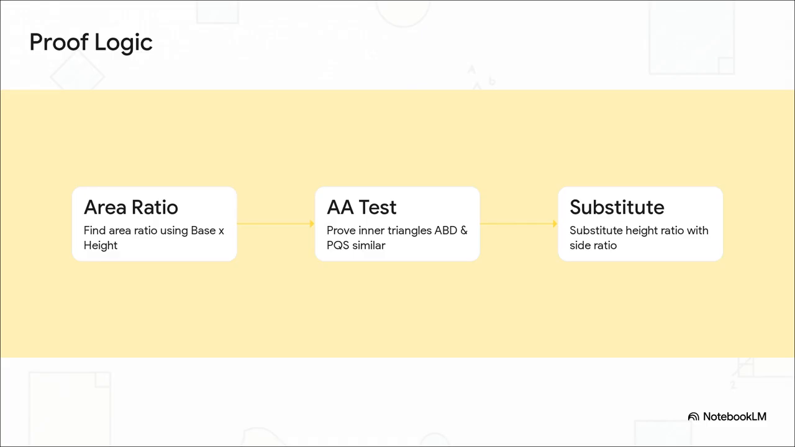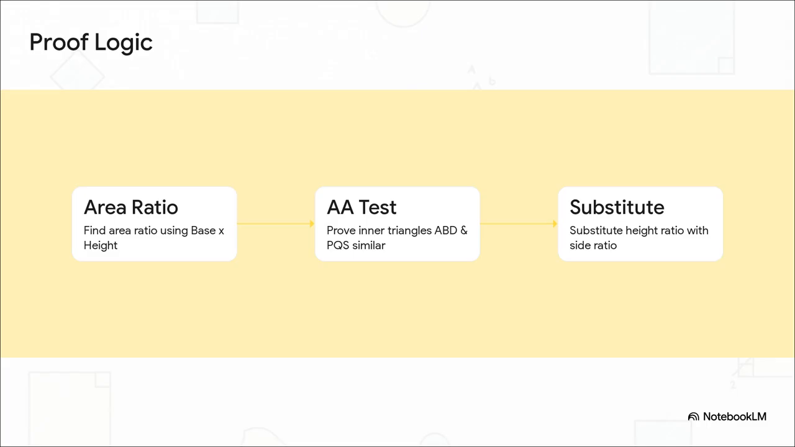Angle B is equal to angle Q because the big main triangles are similar, and both angle ADB and angle PSQ are perfectly 90 degrees. So using that AA test we talked about earlier, these inner triangles are similar too. Because of that, in step 3, the ratio of their heights, AD over PS, is exactly equal to the ratio of their sides, AB over PQ.